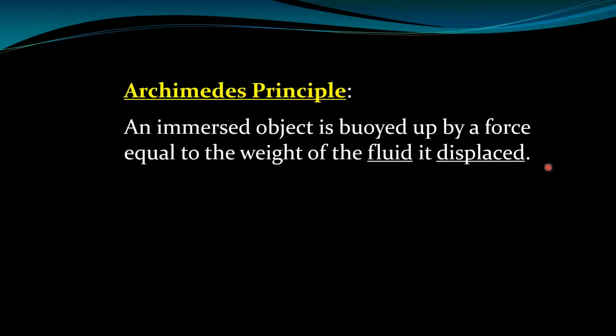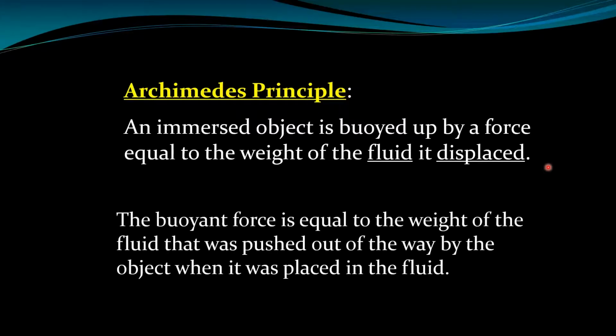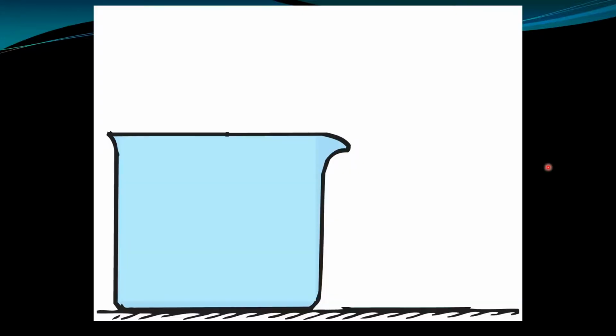And the key to this is that that buoyant force is equal to the weight of the fluid it displaced. So we really need to highlight it's the fluid it displaced. So another way we could state the Archimedes principle is the buoyant force is equal to the weight of the fluid that was pushed out of the way by the object when it was placed in the fluid. Maybe some demonstrations will help.